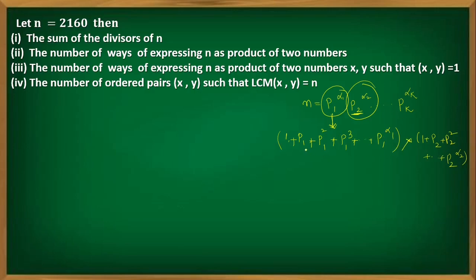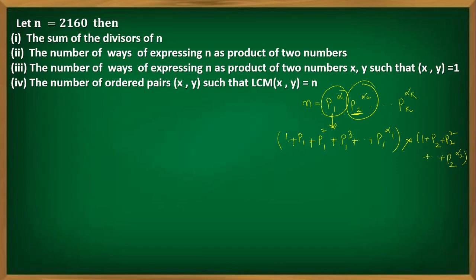If you want, you can check: p1 into p2 is one of the divisors. P1 square into p2 is one more divisor. P1 square into p2 to the power of alpha 2 is also a divisor. So you are going to form all the divisors in this, and you are going to take the sum of that. Therefore, you are going to get the sum of all the divisors.